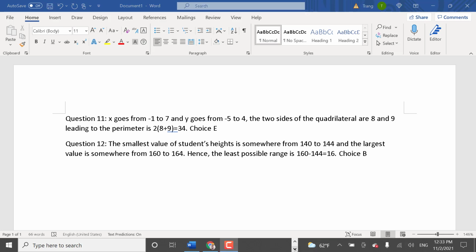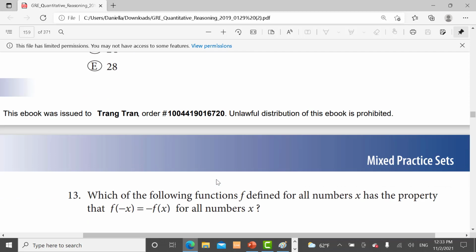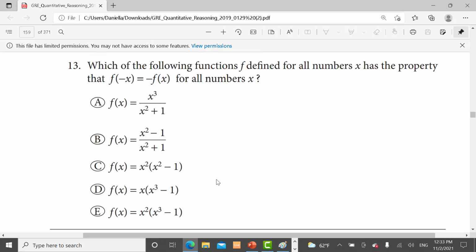Alright, so now we are going to do question number 13. Which of the following functions f defined for all numbers x has the property that f of minus x is equal to minus f of x for all numbers x? This question is simple: it asks which of the functions below is odd, because an odd function has the property f of minus x is equal to minus f of x. So in order to determine this, we're going to do it one by one.